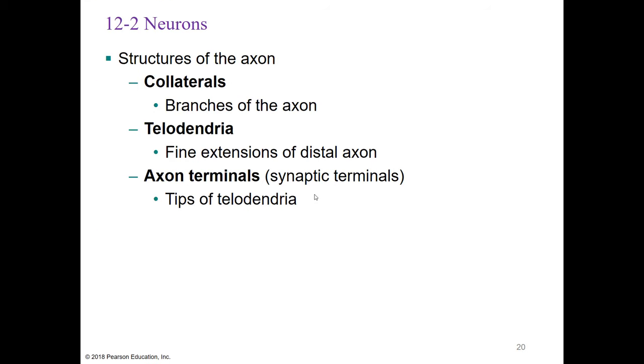Next, we have collaterals. So collaterals are branches that come off of the axon. And then our main axon is going to eventually start to branch into fine extensions called telodendria. The telodendria will then end in axon terminals, which are also known as synaptic terminals or synaptic knobs. So let's take a look at those.